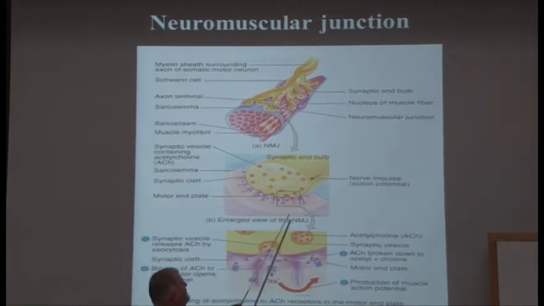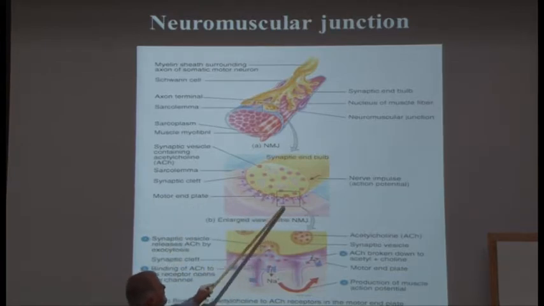So what really happens is when you look at it with fine microscopy, we realize that the nerve is actually touching the muscle cell itself. And we actually have a modified membrane where the nerve is overlying the muscle cell that we call the motor end plate. Okay?